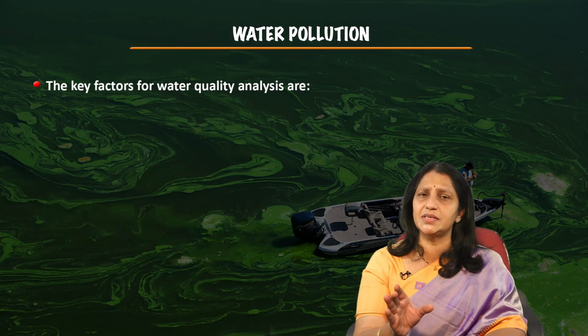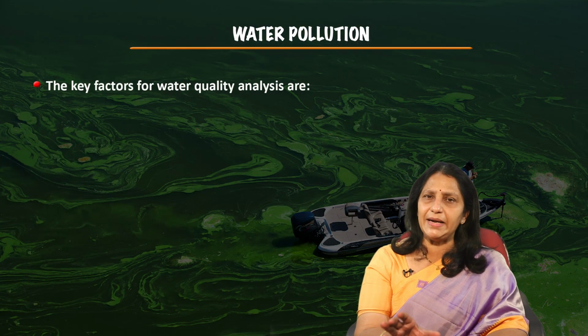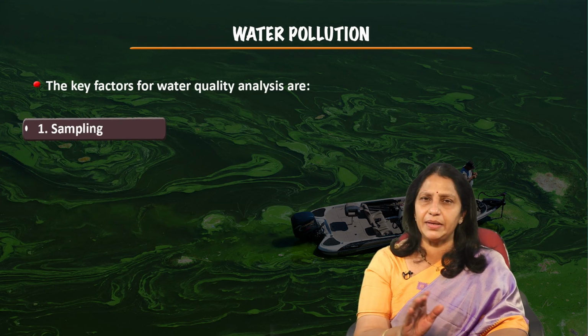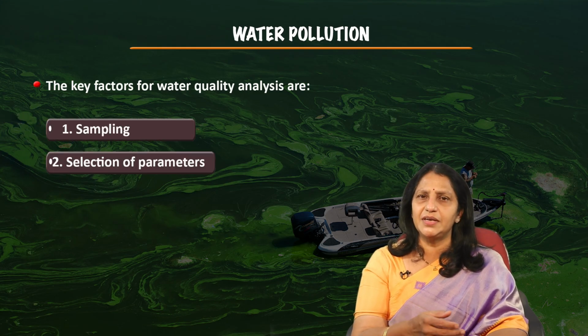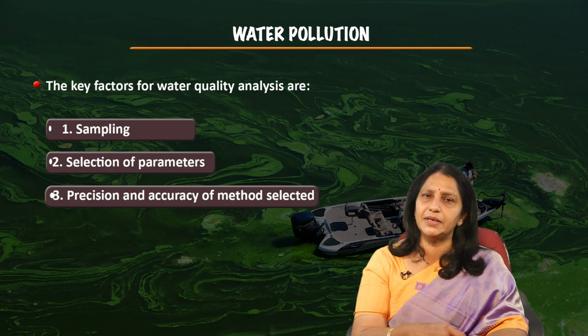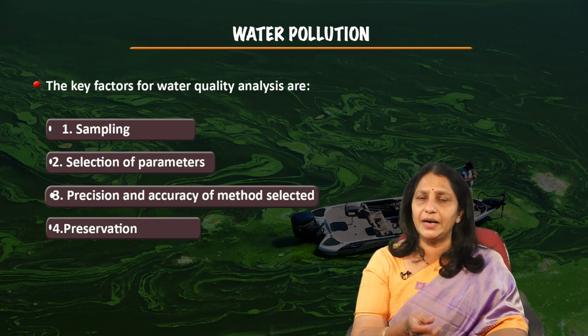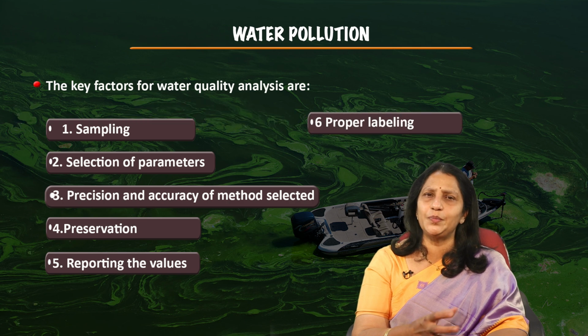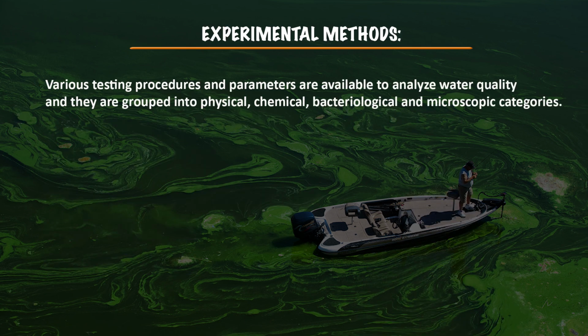So, the key factors involved in water quality analysis are, first, sampling and selection of parameters, precision and accuracy of the method selected, preservation and reporting the values, and also proper labeling. If you look at experimental methods, there are various testing methods, procedures and parameters available to analyze water quality, and they are grouped into physical, chemical, bacteriological and microscopic categories.